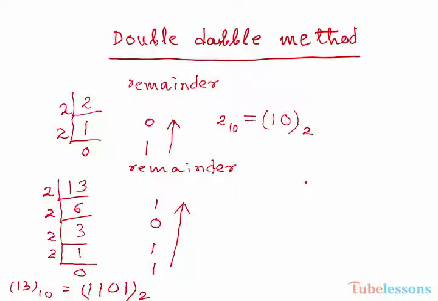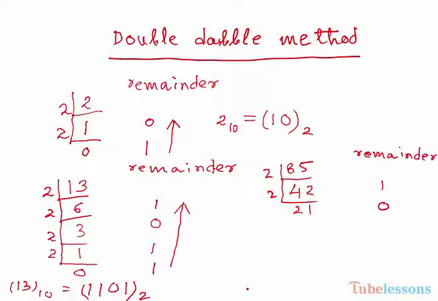Next, try another one. Convert decimal number 85 into a binary number. Now divide it by 2. So 42, and the remainder is 1. Again divide by 2, that is 21. So the remainder is 0. Again divide it by 2.